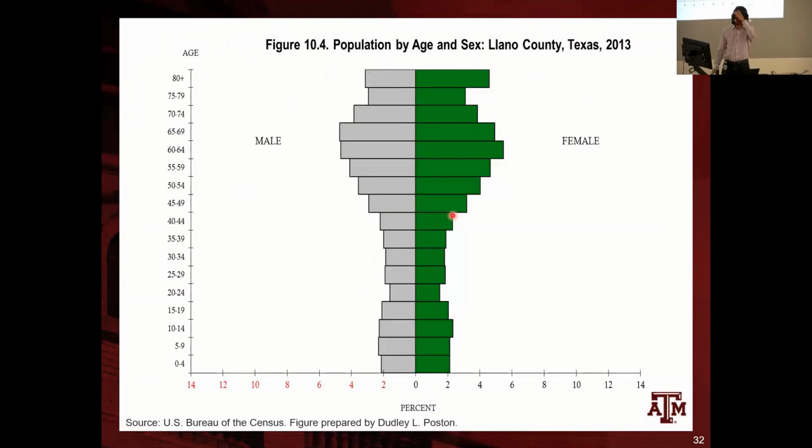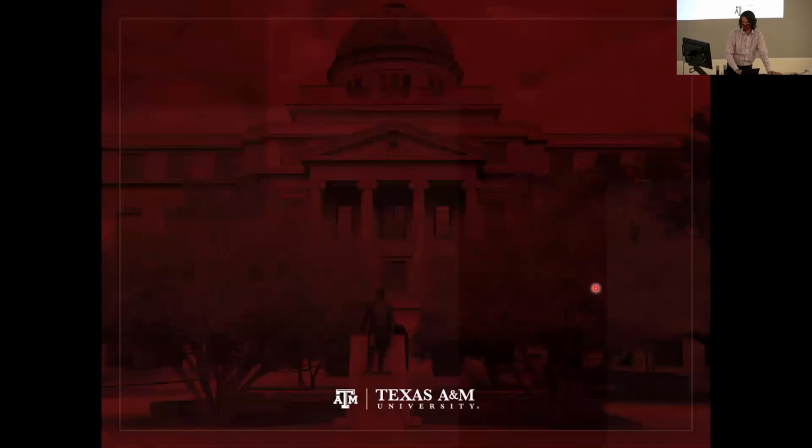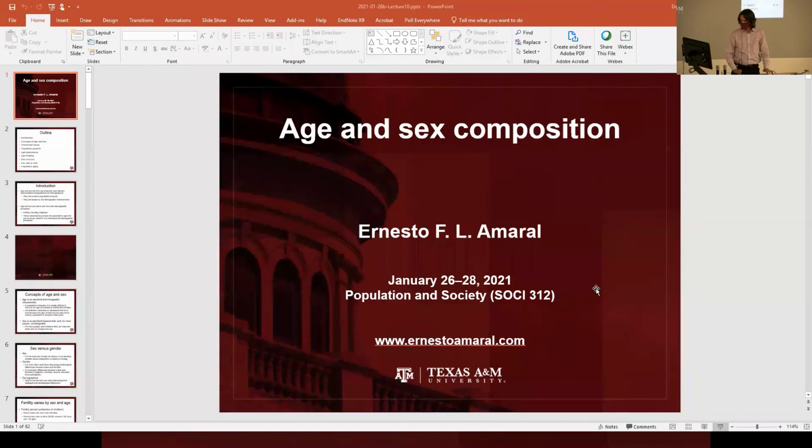This is Llano County, west of Austin, north of Fredericksburg. And just to show how we have a high percentage of the population above 50 years of age. And here you have Brazos County, a high proportion of the population between 20 to 24, exactly, college students in town, right?